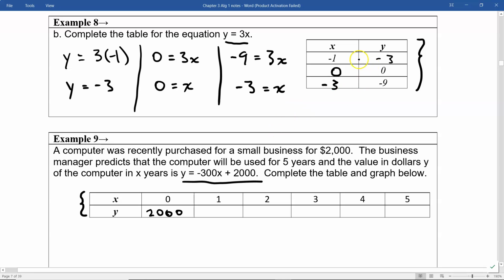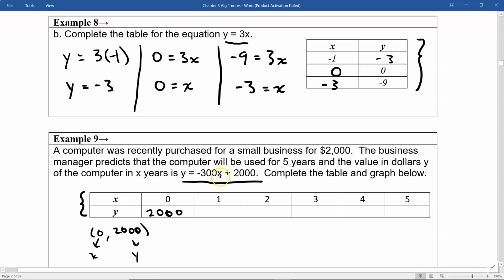What I'm trying to say by saying that is that before we were looking at the rows as ordered pairs, here we're going to just look at the columns as ordered pairs. So the first ordered pair would be 0, 2000. Our X input is 0, and our Y output is $2,000. And we can continue this for each column here.